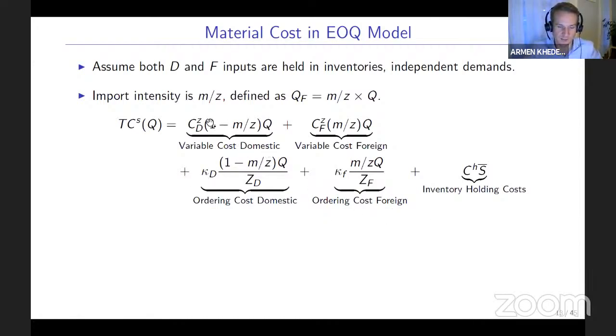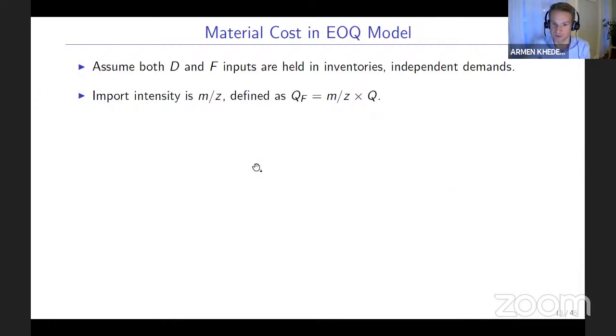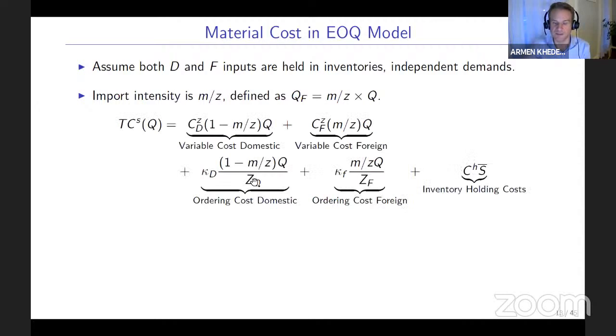So on the one hand, it's paying the unit cost of the domestic good times the quantity it's buying of the domestic good, and the same for the foreign good. So these are the variable costs of buying. Then there's the ordering cost, which is, as I said, this kappa, which is every time it orders, it has to pay this. Now, how often does it order? Well, the average amount of orders is going to be the total amount of purchase consumption of that good over the purchase quantity it does every time it orders. So this is just the average amount of orders times the cost of each order, and we have the same term for the foreign input.